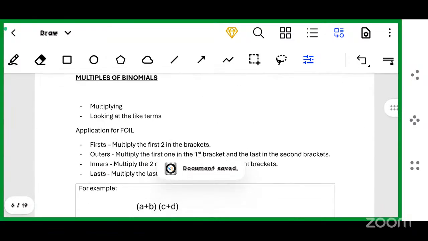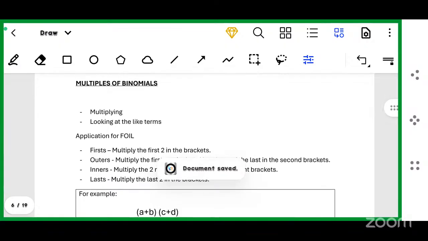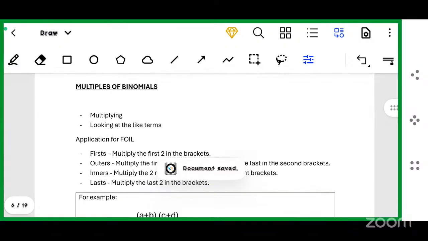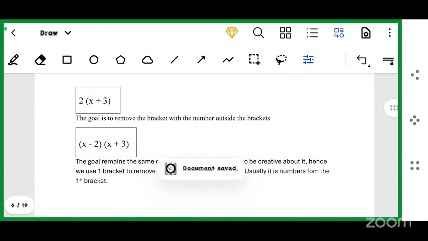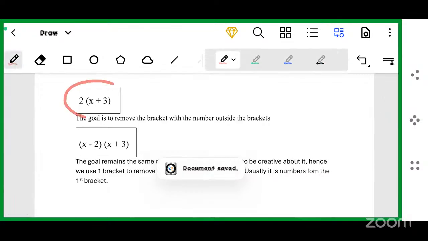So I wanted to give you a background. When you're dealing with binomials, all you have to know is that we are dealing with multiplying. Once we multiply, there are sometimes whereby we have to look at what we call like terms. So I wanted to show you this. Do you think you can work this out?